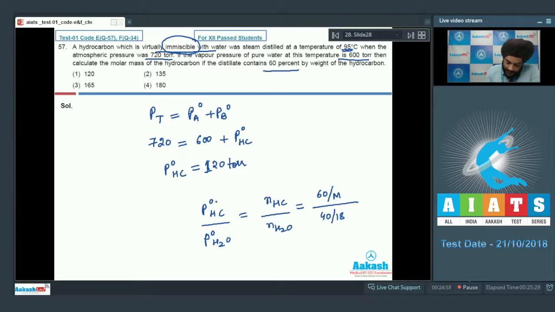And the value of P0 we have already calculated before. This value is 120. The value in the denominator is equal to 600. And this is equal to 6 by 4 into M by 18. So upon simplification, the value of M comes out to be equal to 135 gram. So the correct molar mass of the hydrocarbon in the question is given in option number 2.